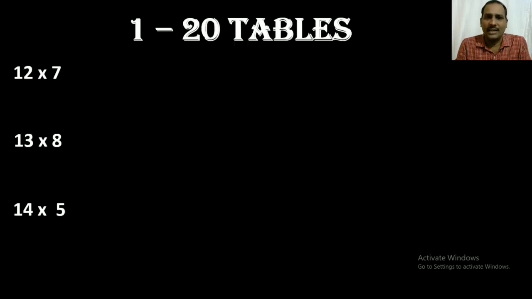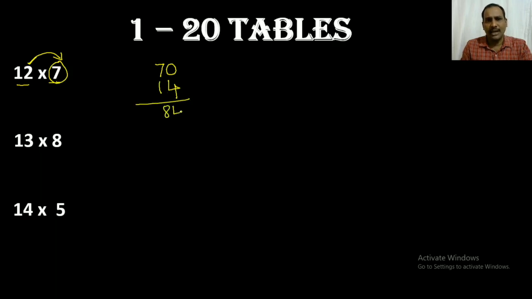First, we'll learn from 11 to 20 tables. Take 12 into 7. First, with what are you multiplying here? 7. So write it as 70. Then the number in the units place, that is 2. Multiply this 2 with 7. 2 sevens are 14. So add them. 70 plus 14, 84. That is your answer.